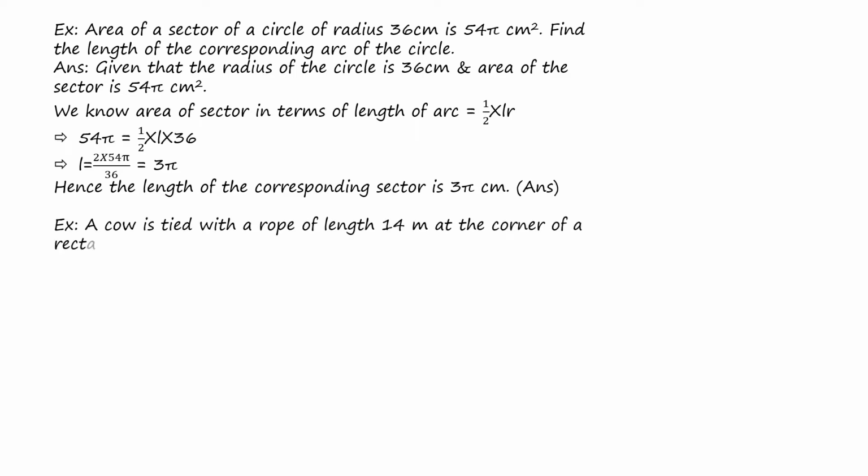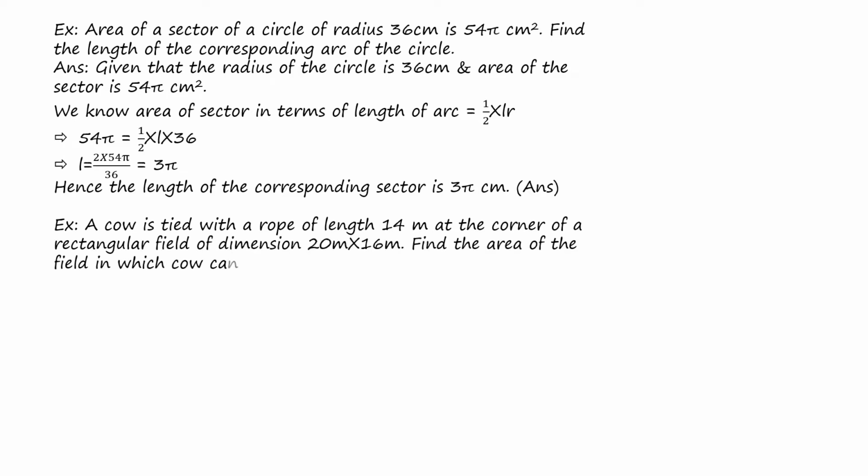A cow is tied with a rope of length 14 meter at the corner of a rectangular field of dimension 20 meter into 16 meter. Find the area of the field in which the cow can graze. Let's draw the picture first.